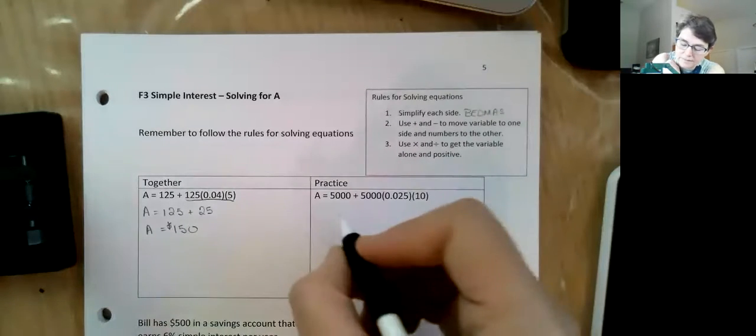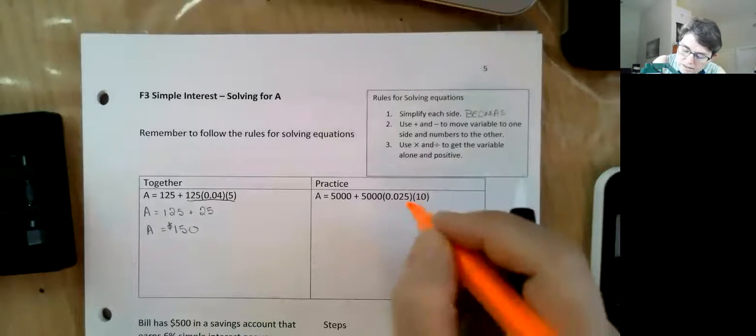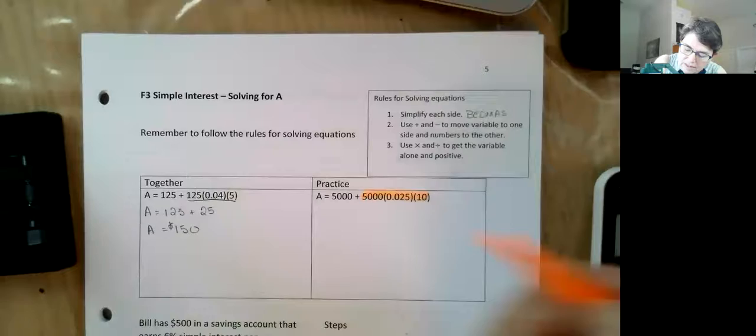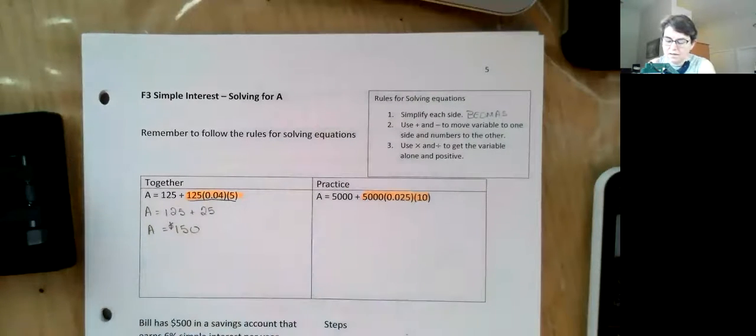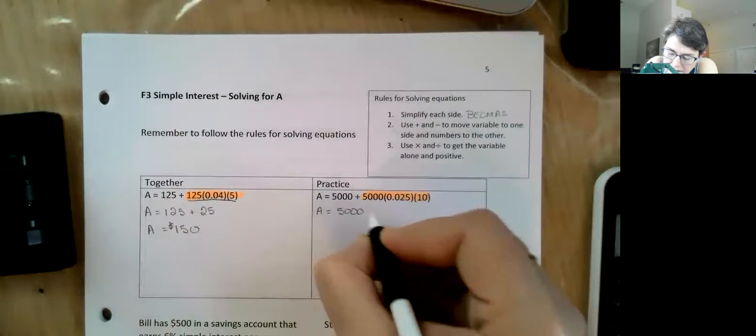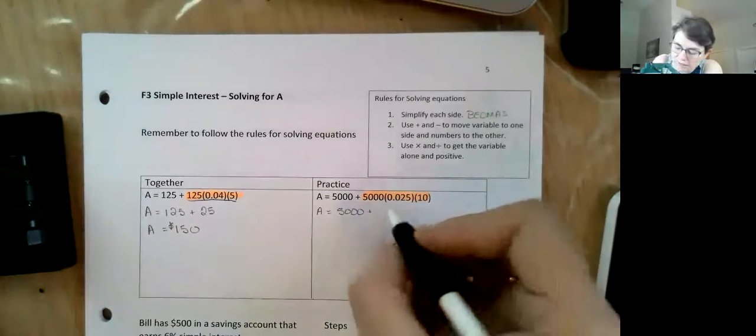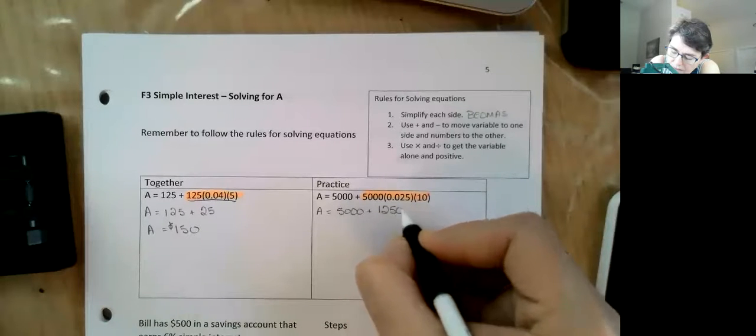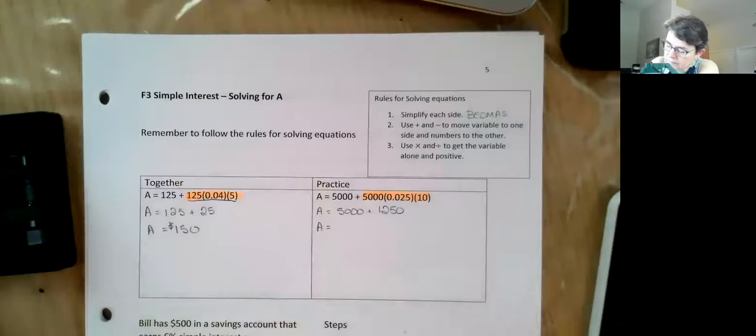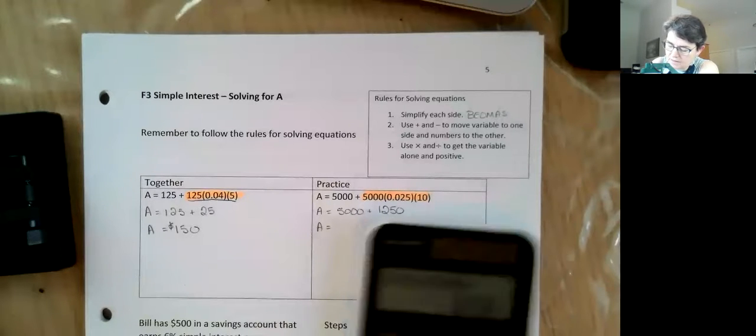All right, I trust you did that. So same process here. We're going to do this part first. I'm going to highlight this over here too. So A is equal to 5,000 plus, times 0.025 times 10. That gives me 1250. Then we add them together, and that's 6250.